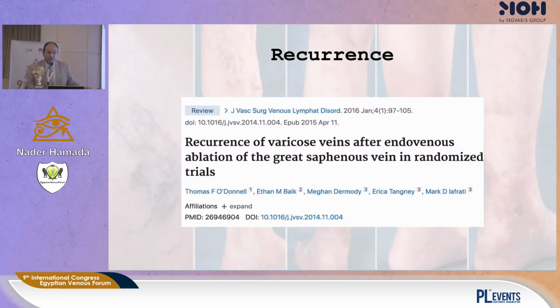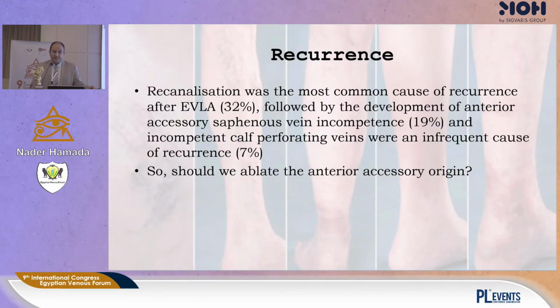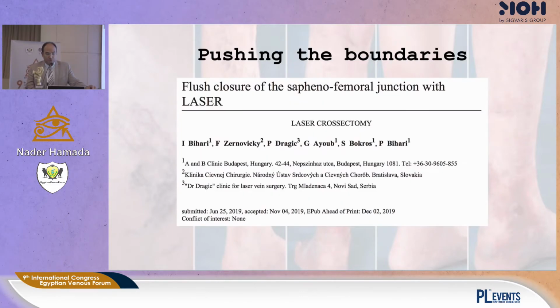Recurrence of varicose veins after endovenous ablation of the great saphenous in a randomized trial: again, recanalization was the most common cause of recurrence, about 32%, followed by the development of anterior accessory saphenous vein. So recanalization was double the possibility of recurrence due to anterior accessory saphenous vein incompetence, and incompetent calf perforating veins were an infrequent cause, 7%. So should we ablate the anterior accessory origin?